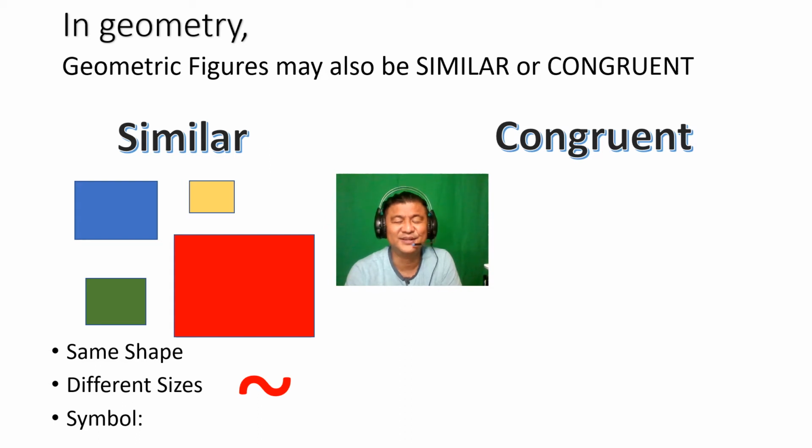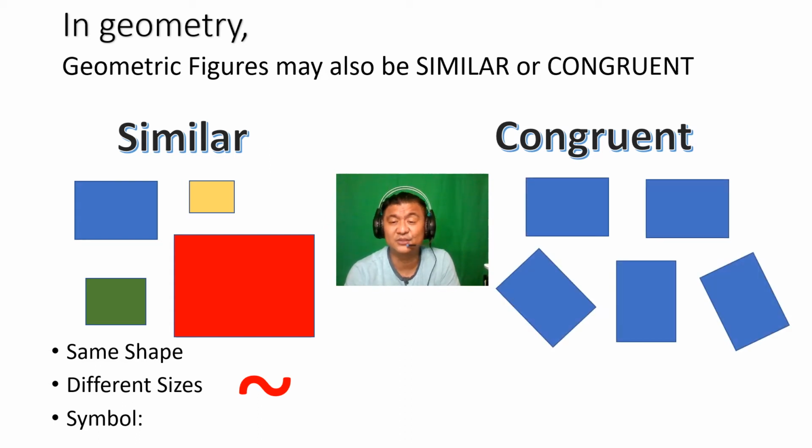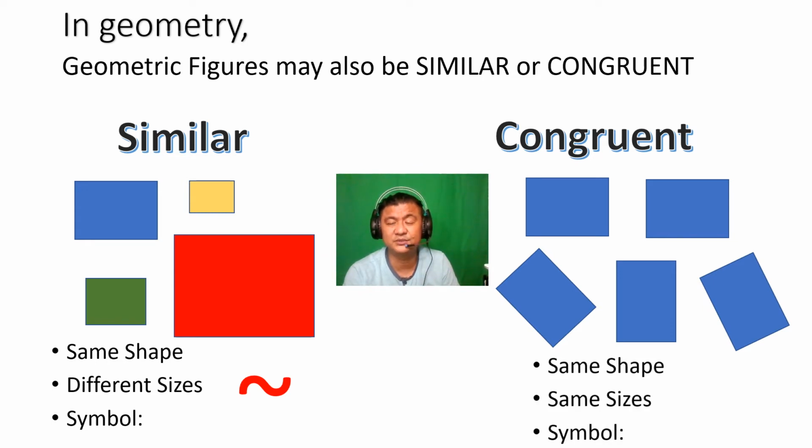Not a line. Now, the congruent, these are congruent rectangles. If you measure the length, they are all the same. If you measure the width, they are all the same. If that's 5, all the lengths are 5. If the width is 3, all the widths are 3. And the symbol we're going to use is this one. Check this out. Oh, by the way, they have the same shape and exactly the same sizes. And the symbol is still the wave with an equal sign under it. Equal meaning exactly the same. Okay, take note of that.